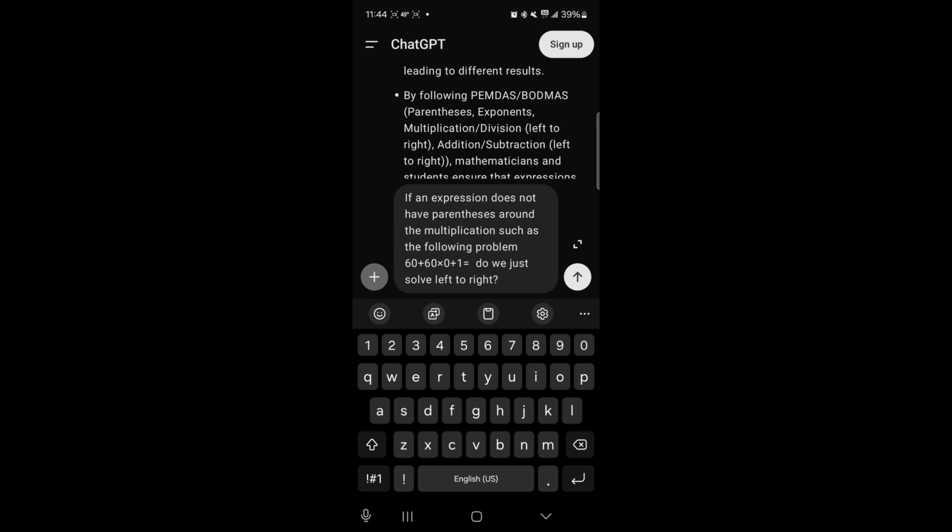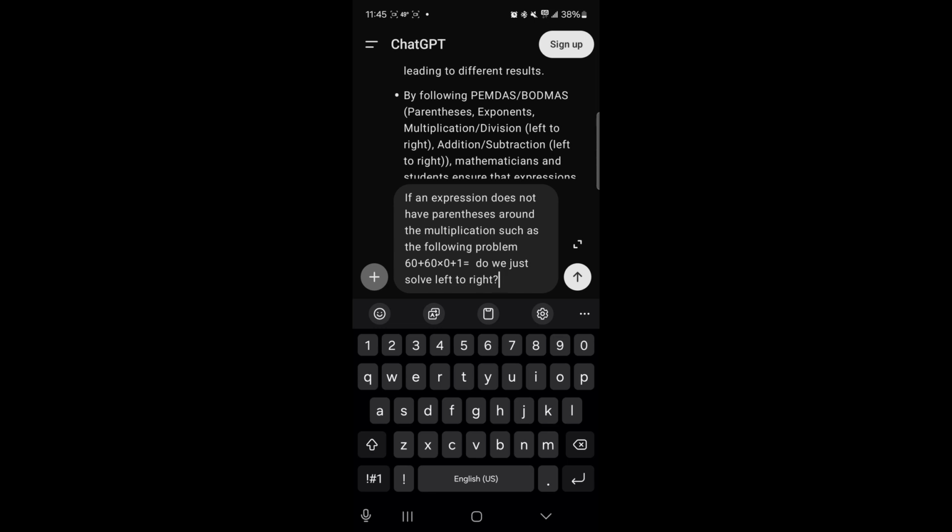of operations problems, is, I might explain the fact that you've got to solve parentheses first, then exponents, then multiplication or division left to right, and then addition and subtraction. And a lot of people will say, well, you don't do that when you don't have parentheses. You just solve left to right. You don't do the multiplication first unless there's parentheses around the multiplication. So we're going to ask ChatGPT.